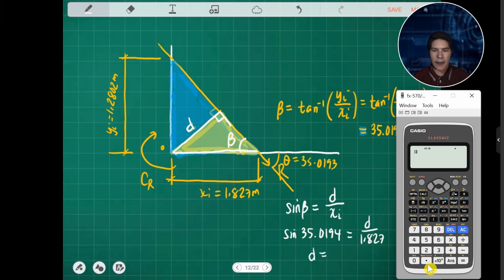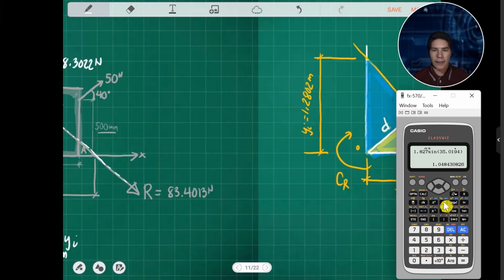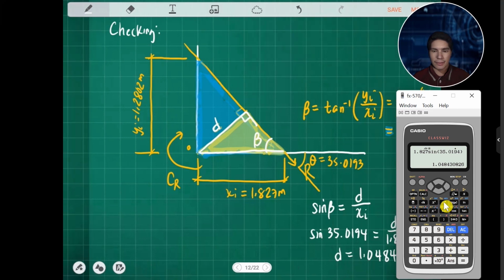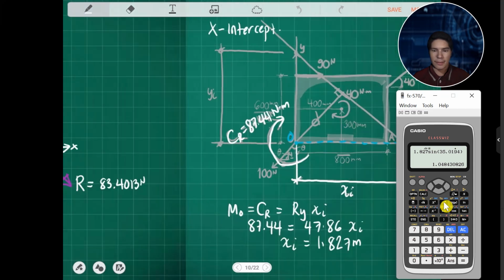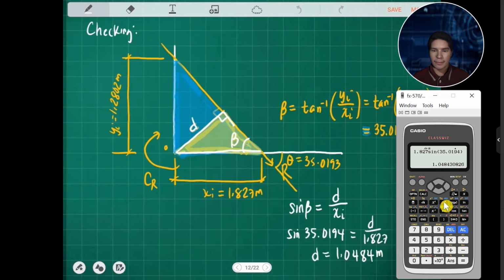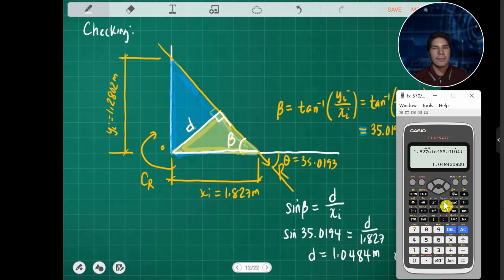So 1.827 sine of 35.0194. So this is equal to 1.0484 meters. So makikita mo na the same sila dito. So ibig sabihin okay yung x and y intercept natin.